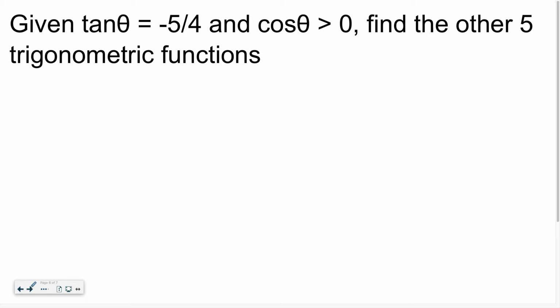I'm going to give you about 20 seconds to talk with your pod about which quadrant this angle would live in. Ready, go.